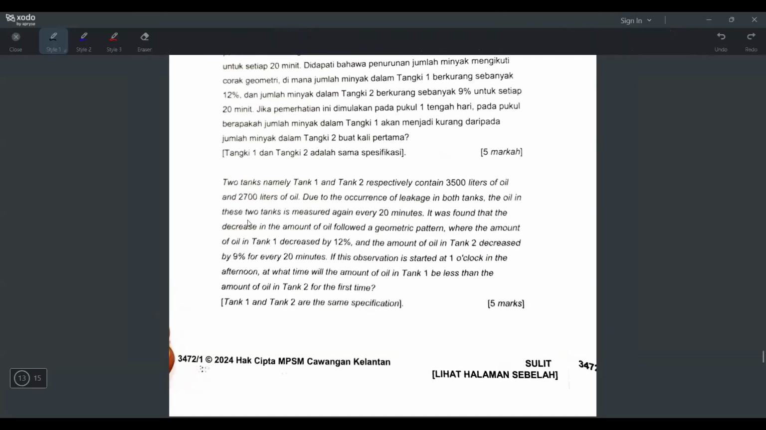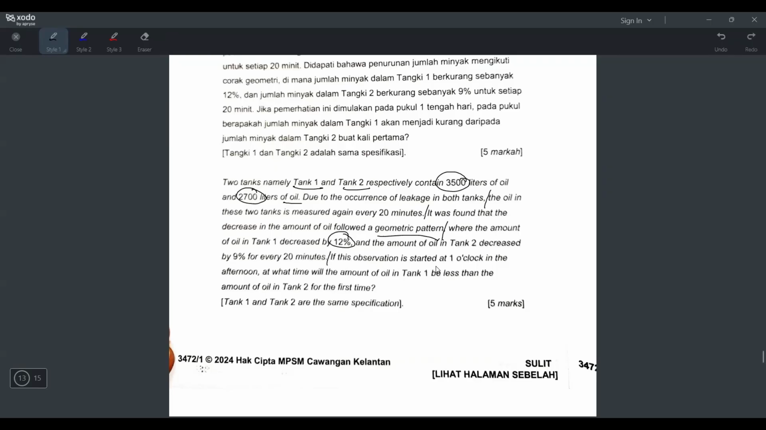Okay, sorry. B. Two tanks, namely tank 1 and tank 2, respectively contain 3,500 liters of oil and 2,700 liters of oil. So tank 1 has 3,500 liters, tank 2 has 2,700. Due to occurrence of leakage in both tanks, the oil in these two tanks is measured again every 20 minutes. So every 20 minutes, the liters decrease. It was found that the decrease in the amount of oil followed a geometric pattern. So it's a geometric progression where the amount of oil in tank 1 decreased by 12%, and the amount of oil in tank 2 decreased by 9% every 20 minutes.